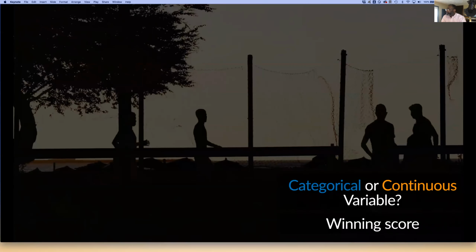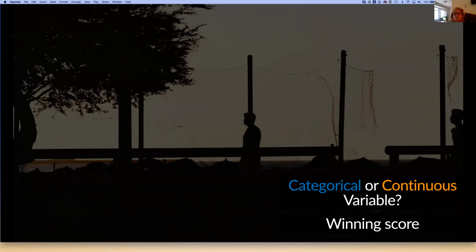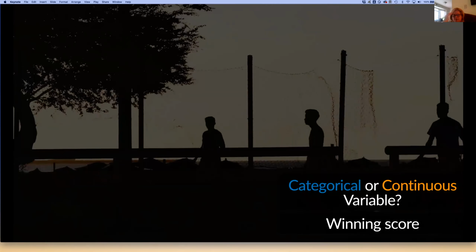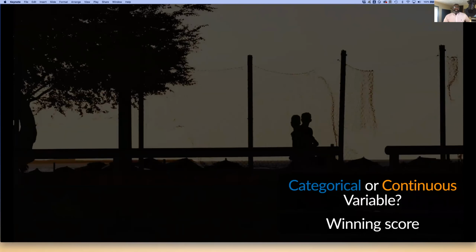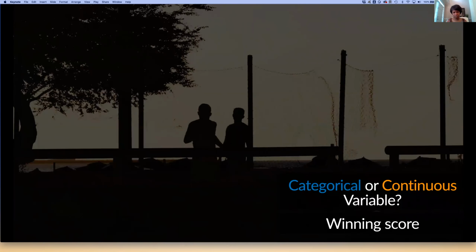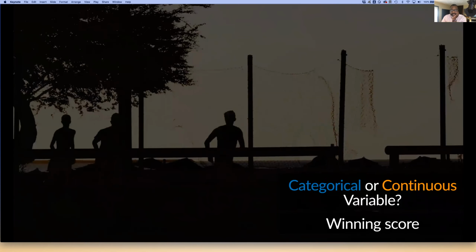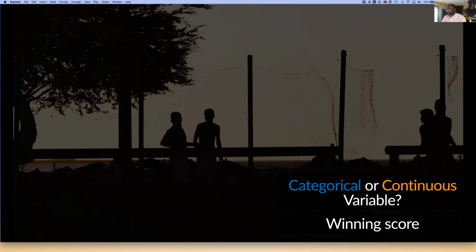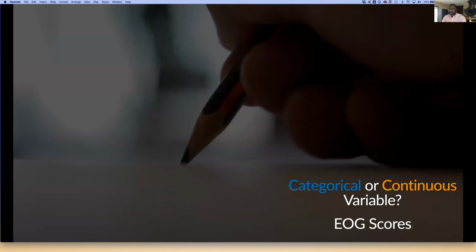Winning score. Categorical. No, continuous, if it's a rate. Yep. If it's a basketball score, 97 to 98, it would absolutely be continuous. Whether you won or lost, like wins or losses in a column, then that would be categorical. EOG scores.